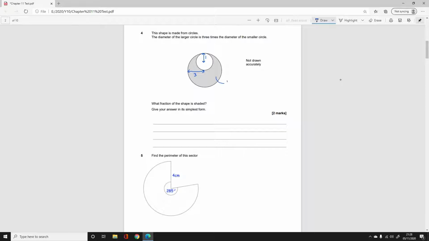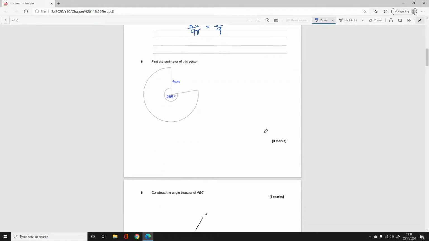For the big circle, I just need to do pi times 3 squared, which is 9 pi. For the little circle, I just need to do pi times 1 squared is pi. And so the amount that's actually shaded in is 9 pi, take away pi is 8 pi. Fraction of the shape, 8 pi out of 9 pi, or just 8/9 in its simplest form. I think people tended to undercomplicate this one and just go for 2/3 because of the 3 times thing, but remember, area scale factor, there's some squaring involved.